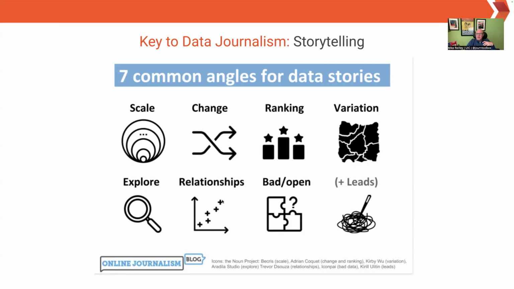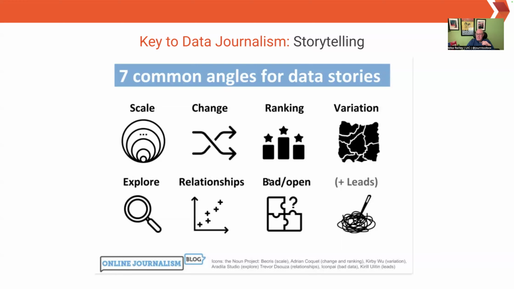Relationships, scatter plot charts. We're not going to do a lot of that. We'll do some of it. Venn diagrams, things like that. Bad or missing data. Maybe the story is data that's not well kept or is missing. And then the plus sign is just kind of, where can you go with it? That's why we got the little squiggly here. Where can you really go with the data that maybe doesn't fit into one of these categories? Maybe you're just going to write about the data.